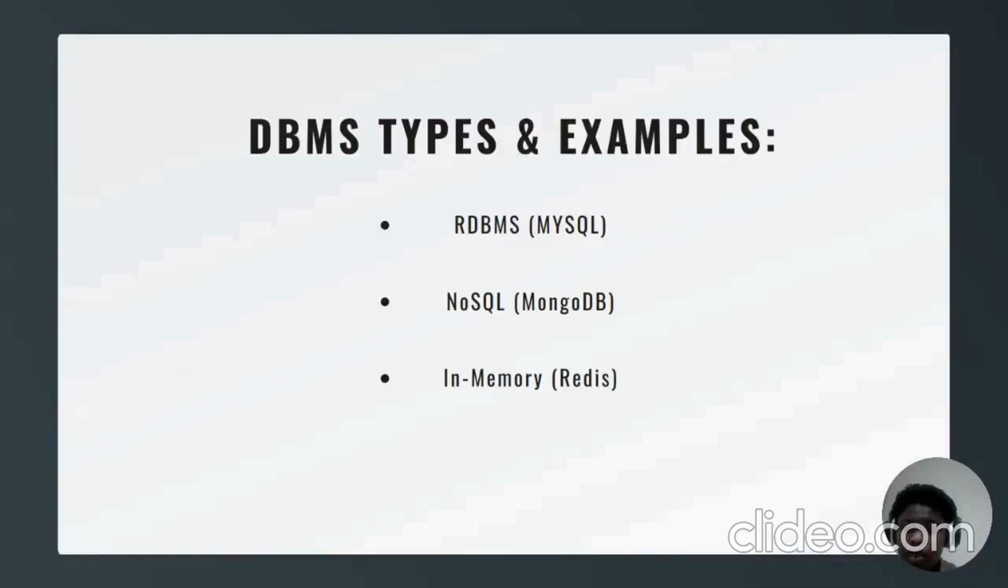We also have NoSQL, and MongoDB is an example of a NoSQL database, ideal for handling unstructured large-scale data. It's used in scenarios like social media platforms where the data is diverse and doesn't fit neatly into data tables. There's also in-memory database management systems.